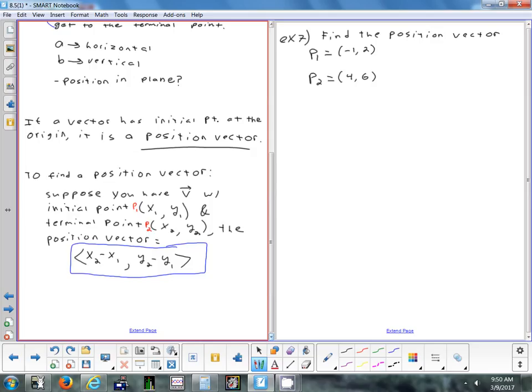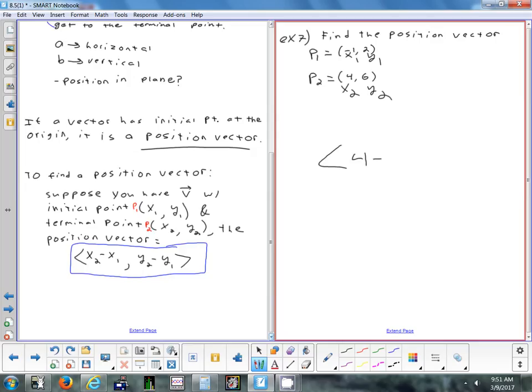If they don't tell you which one is initial and which one is terminal, assume P1 is initial, because 1 comes before 2. This P2 would be terminal. So this would be like your x1, y1, x2, y2. So let me fill in these two coordinates into that formula. Okay. What is x2 in my example? 4. Minus, what's x1? Negative 1. What's y2? 6. Minus, what's y1? 2.